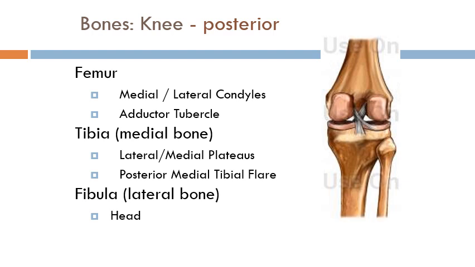Okay, posterior view. Again, make sure that you know the posterior view. You have the medial and lateral condyles. You have the adductor tubercle, which we already talked about. You have the lateral and medial plateaus. You have the posterior medial tibial flare in this region, and again we have the head of the fibula. So again, these are some of the important bony landmarks as you're going through here, so make note of these and make sure that you can identify them.